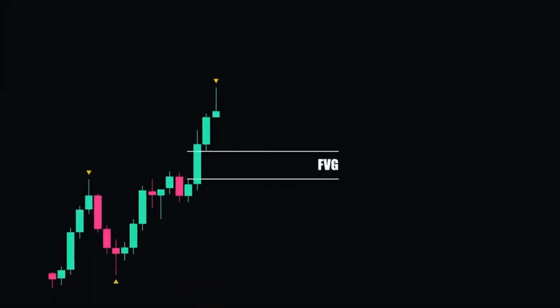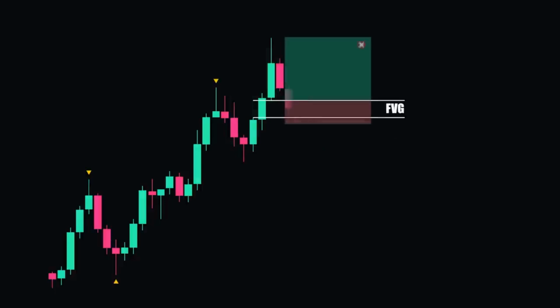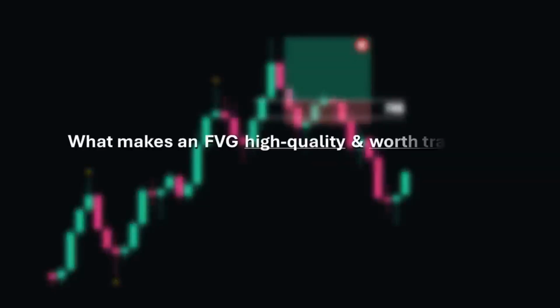Fair value gaps are powerful trading zones that often cause the price to react, offering us great trading opportunities. However, if you trade every fair value gap you spot on the chart, you'll probably end up losing money. So what makes an FVG high quality and worth trading?